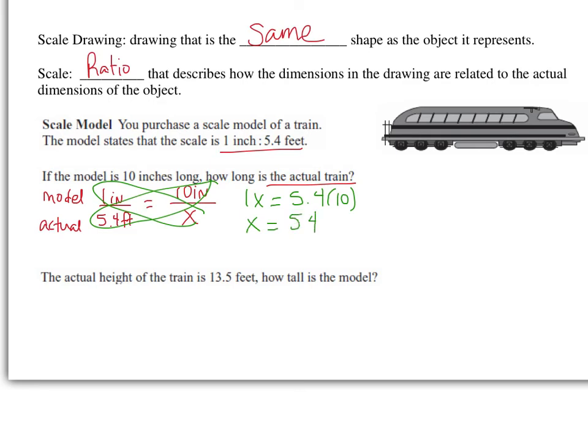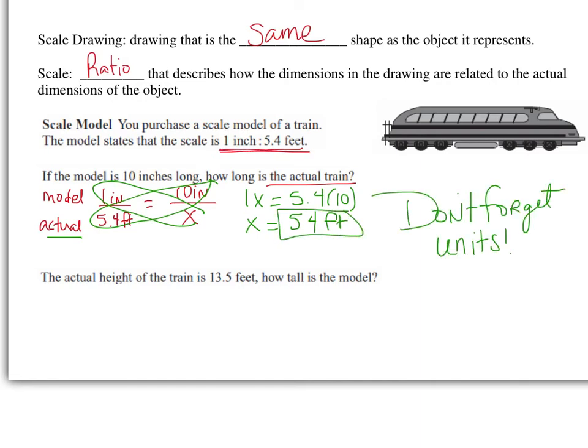So remember, we are finding the actual. This would be in feet, and don't forget the units. All right, so we're using the same ratio and scale factor to set this up. For this problem, we are given 13.5 feet, and this is the actual height of the train, so actual goes in the bottom. So 13.5 feet. And then we want to know how tall the model is.